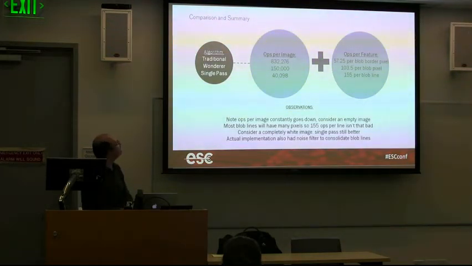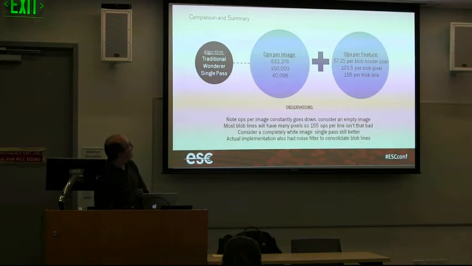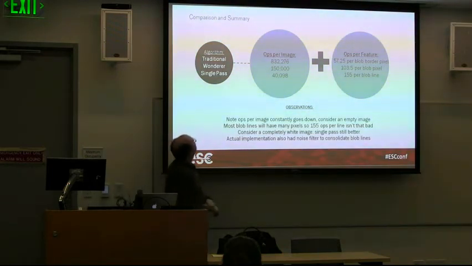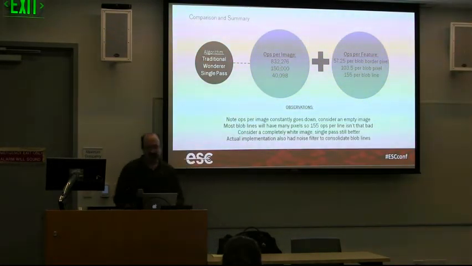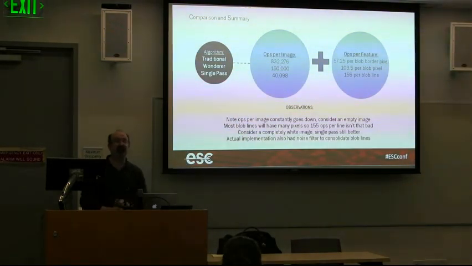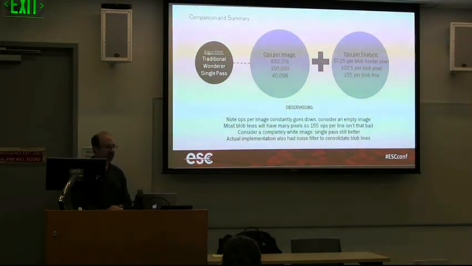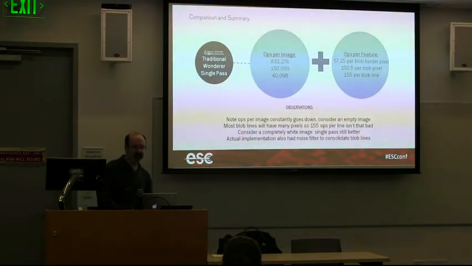I'm going to do this slide first. This is how the math all works out. We've got all three algorithms in place. Notice we went from 832,000 operations for a blank image down to about 40,000 operations. At the same time, our ops per feature is about tripled. The ops per image consistently goes down. So if you consider an empty image, this one's going to be way faster than the other two. But if you get stuff in there, then it starts slowing down a little bit.